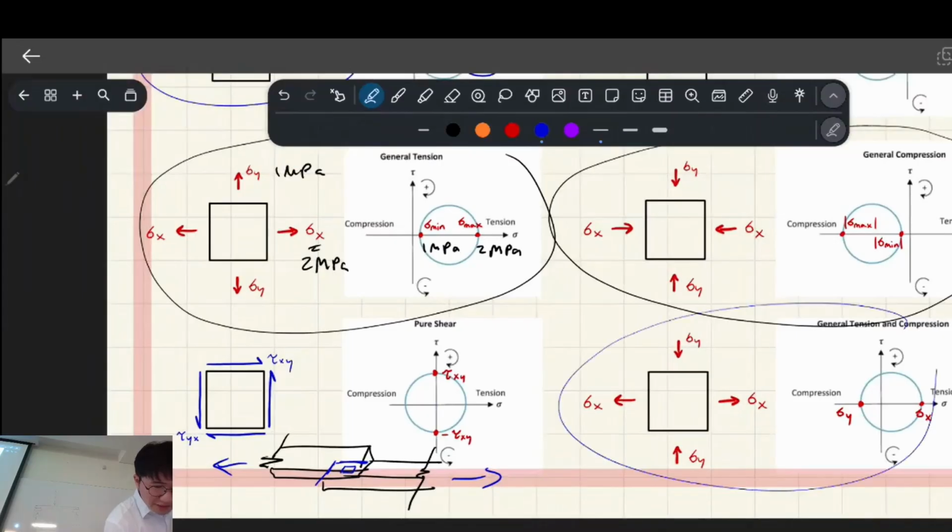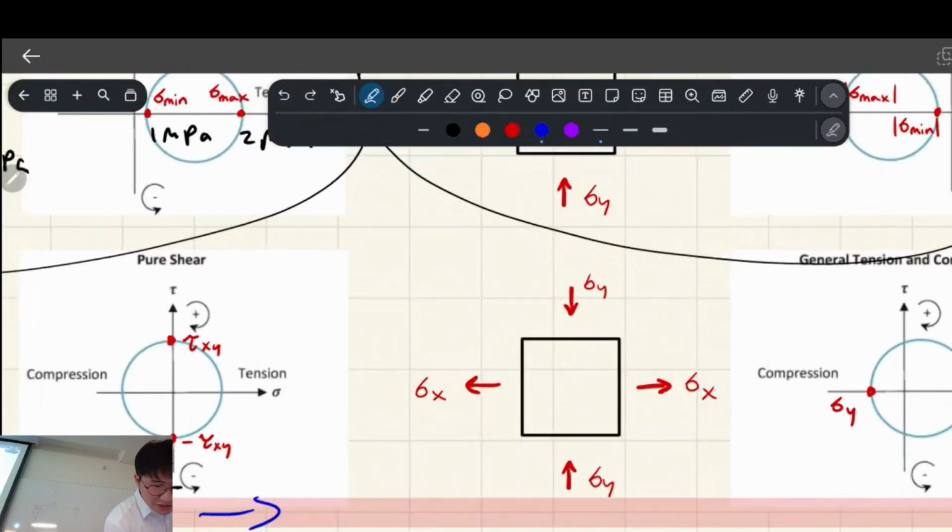And then you can also have tension and compression and whatever. If you get tension and compression, your Mohr circle is going to cross over into both the positive and the negative plotting regions. Okay, so does that kind of make sense?